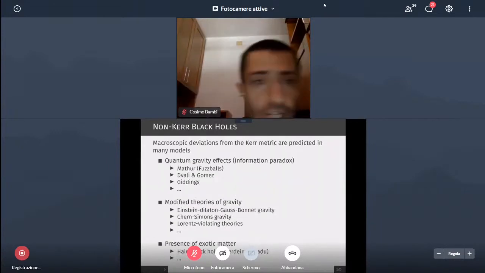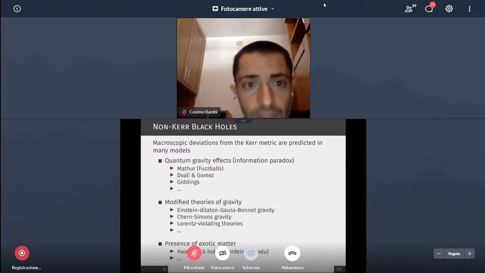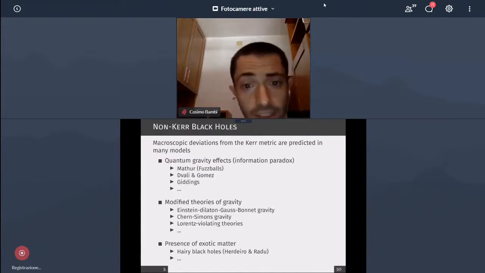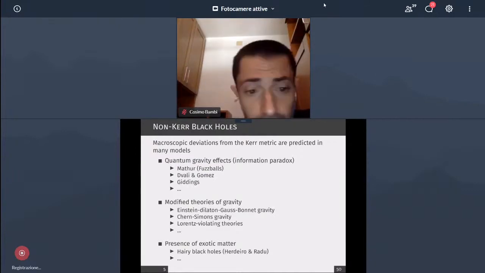However, there are extensions of general relativity that predict deviations from the Kerr metric. Here I listed just some examples: macroscopic quantum gravity effects, and some people suggesting possible deviations from general relativity in specific scenarios; modified theories of gravity, in the sense that the classical theory is not general relativity but some other theory; or the presence of exotic matter. And even in this case, there are some kinds of black holes that may have deviations from the Kerr solution.